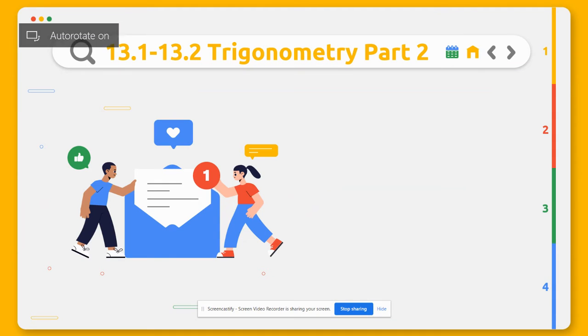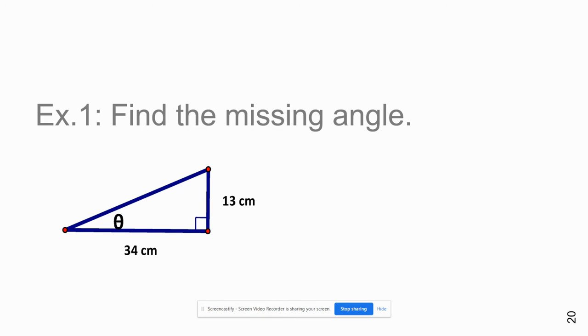All right, so for this next section, we're going to go ahead and do some more trig. Part 2 is what I like to call it. You guys had a warm up that you were doing. Now, we looked yesterday when we were asked to find a side length given an angle. Now we're going to figure out how to find the missing angle.